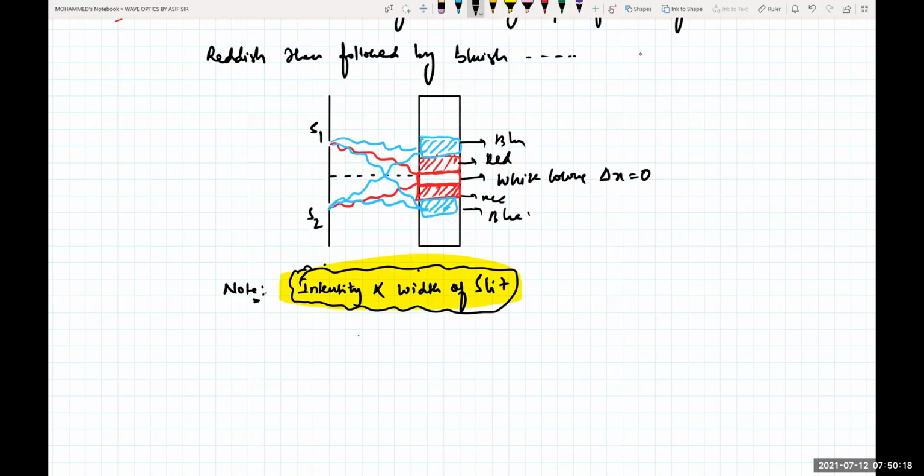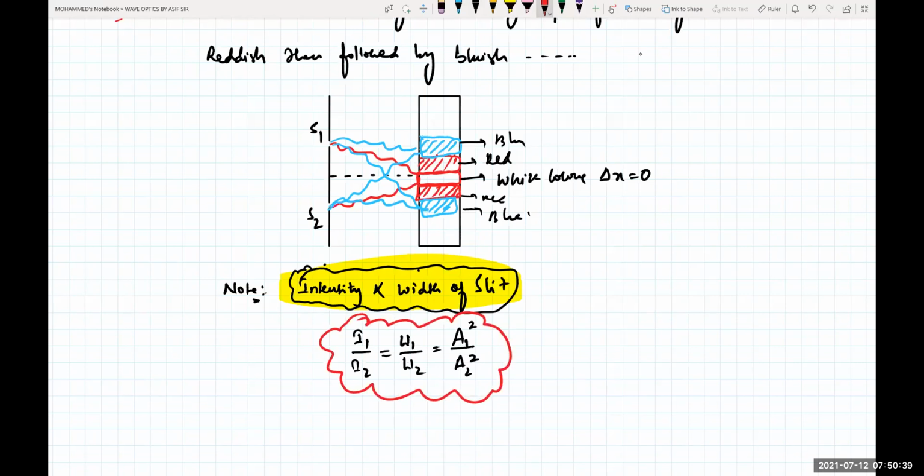That means I can write here I1 by I2 is also equal to your width W1 divided by W2. And intensity is also directly proportional to what, beta? Square of amplitude. That is nothing but your A1 square divided by your A2 square. Intensity is directly proportional to the width, and that is directly proportional to your amplitude squared. Clear for everyone?